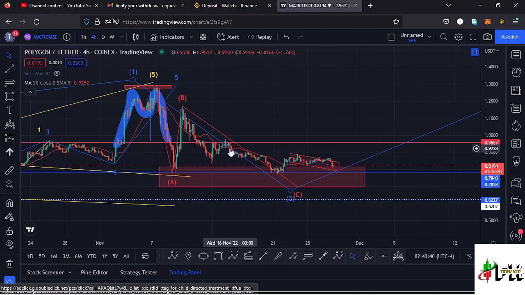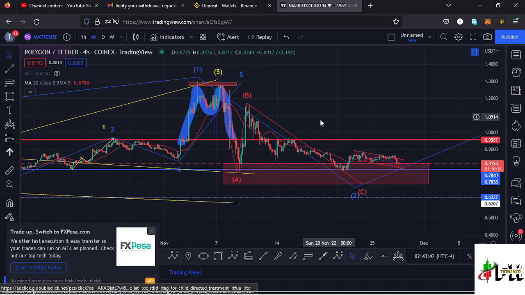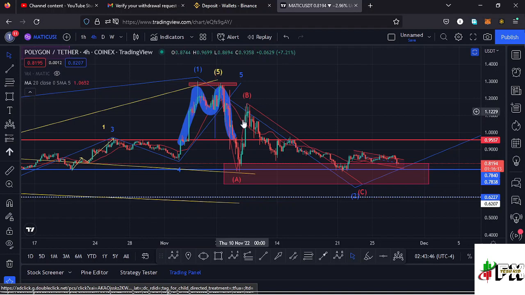Because a wave 2 is a corrective wave, we also expected to see an ABC corrective structure, and we are seeing that structure right here, having this as the wave A, then a wave B making our peak at around the $1.17 mark. Then we continue pushing lower in the formation of our wave C, which we are yet to complete over here.